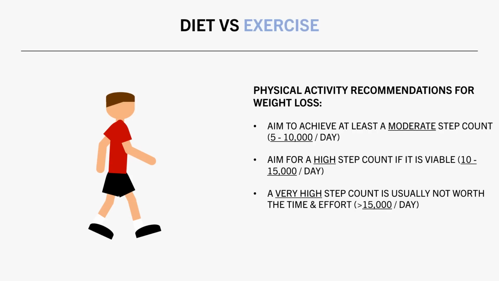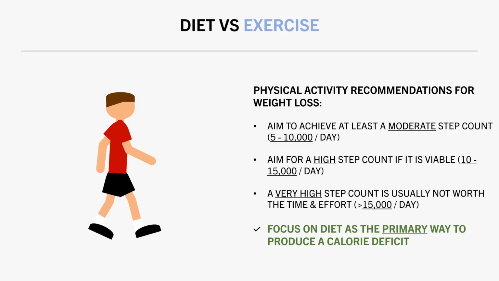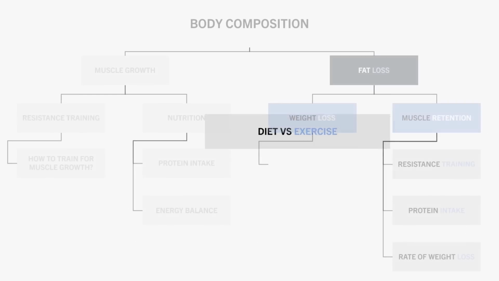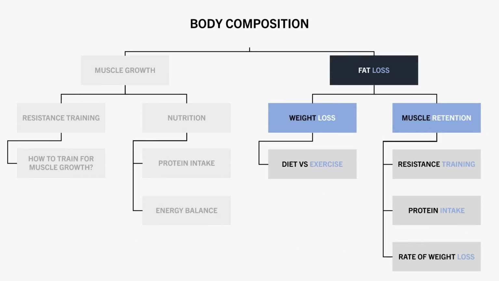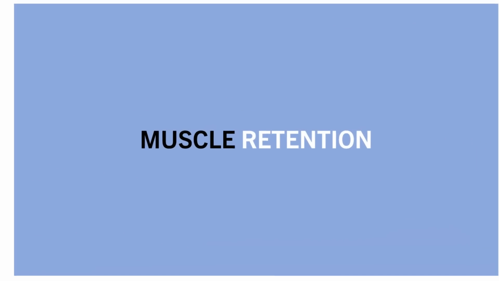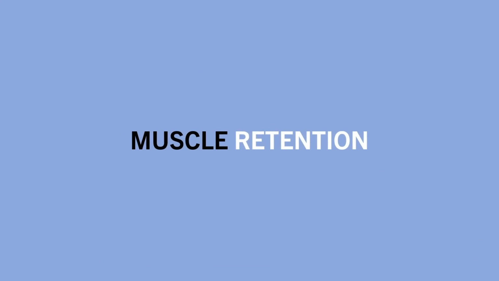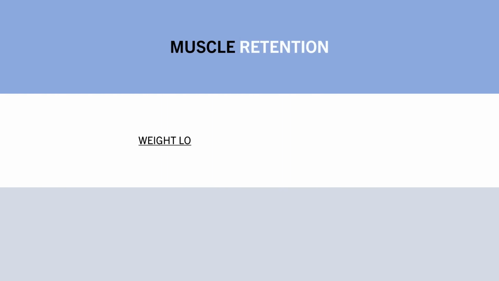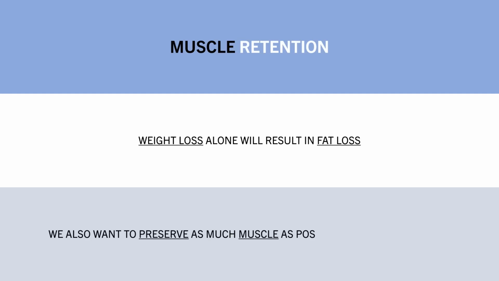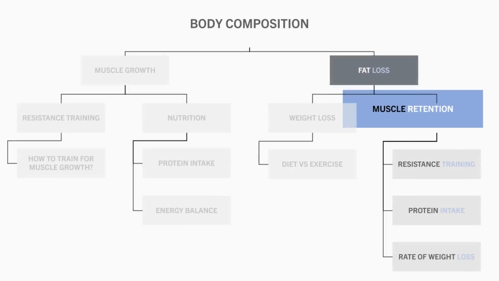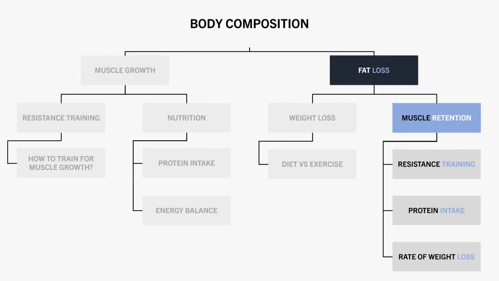Once a reasonable level of physical activity is achieved, diet should be the primary way in which the calorie deficit is achieved. So, assuming we are successfully able to reduce body weight over time, the other consideration to maximize fat loss is for muscle retention. While weight loss alone will result in fat loss, we ideally want to maximize the proportion of fat that is lost and minimize the amount of muscle that is lost. There are a few ways in which we are able to enhance the proportion of muscle that is retained.